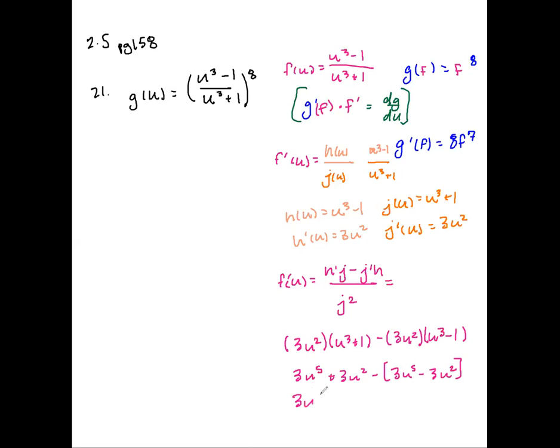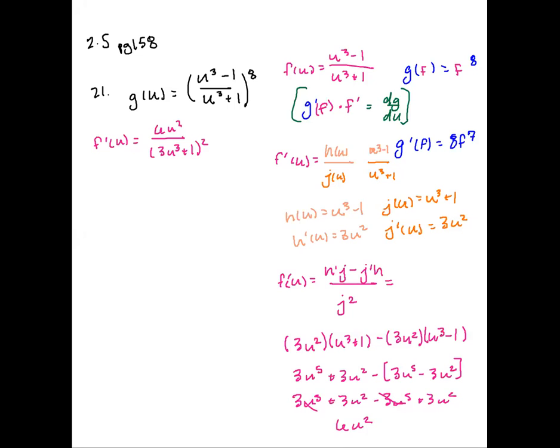So this will be 3u to the 5th, 3u squared minus 3u to the 5th plus 3u squared. So these will cancel and we'll end up with 6u squared on top. I'm just going to rewrite this. F prime of u is equal to 6u squared over (3u cubed plus 1) squared. And I think that is correct.